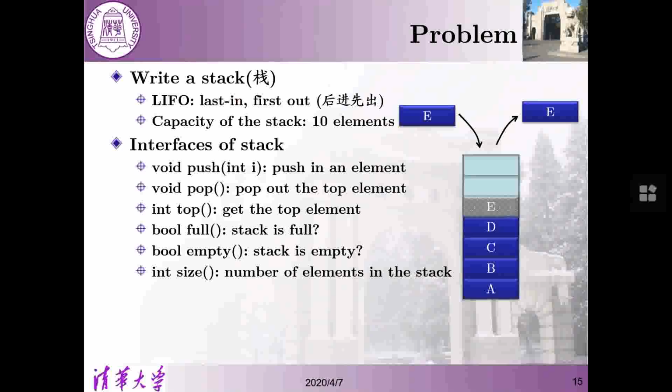Our example is a stack. So how to write a stack? We know that a stack is last in, first out, right? Last in, first out. Then if we want to have a 10-element stack, the stack typically has these interfaces: push in an element, pop an element, get the top element, check whether the stack is full or not, check whether the stack is empty, and get the number of elements in the stack.